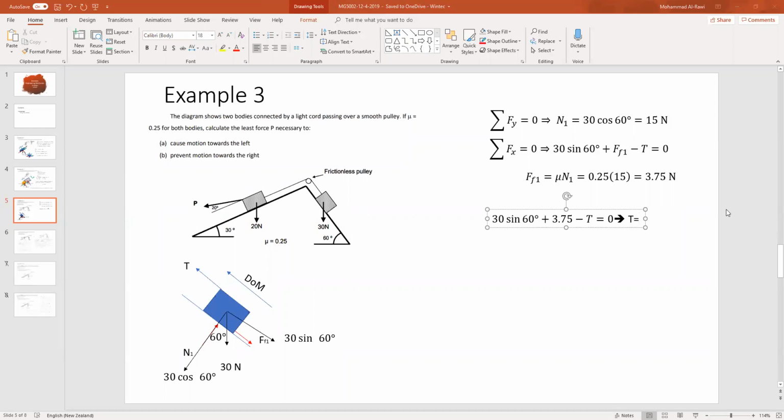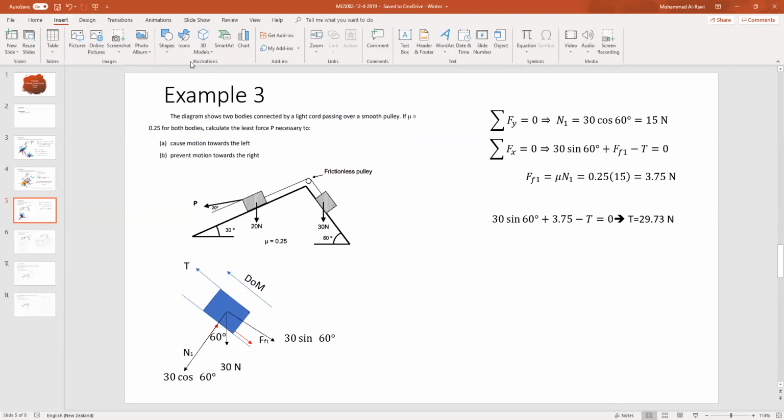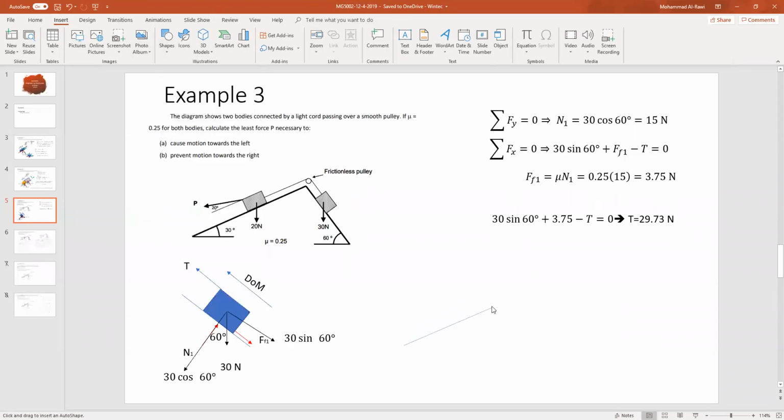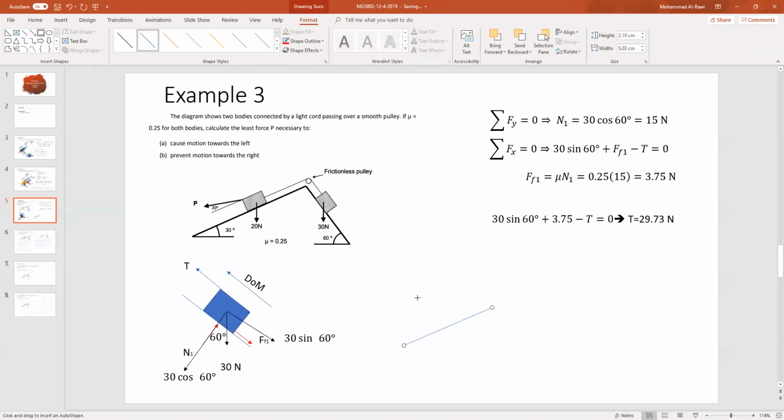Very good. Perfect. 29.73 newtons. Very good. So with that answer, we determine the value for T. Now, when we draw the free body diagram for this block, we need to determine the value for the force we use to pull the system. So we sketch another free body diagram in that direction, at about 30 degrees, and we sketch a block, rotated in that way.